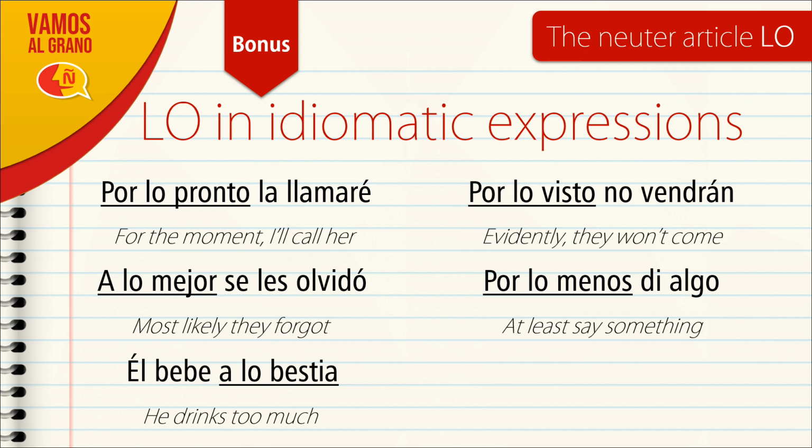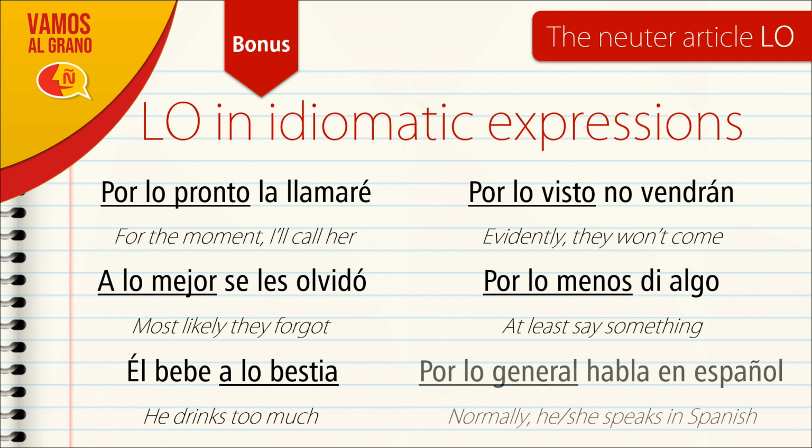A lo bestia. This expression is mainly used in Spain, I have to be honest, but it is very common and I think it is useful for you to know it. This expression means that you do something in an exaggerated way or that you do something too much. Él bebe a lo bestia. He drinks too much. And finally, another idiomatic expression is por lo general. Okay? It means normally or usually. Por lo general habla en español. Normally, he or she speaks in Spanish.